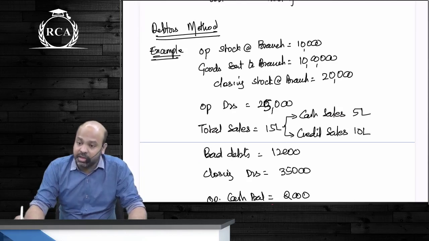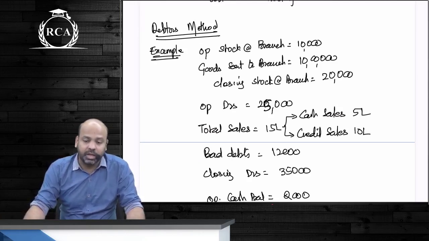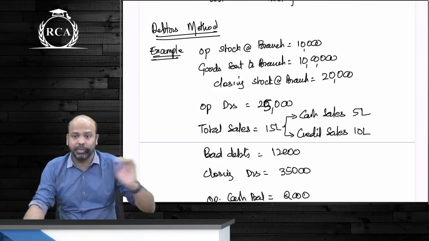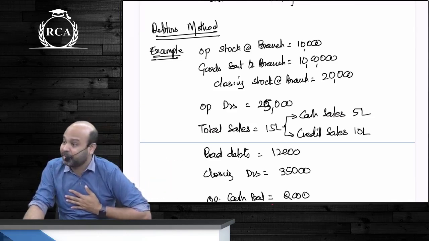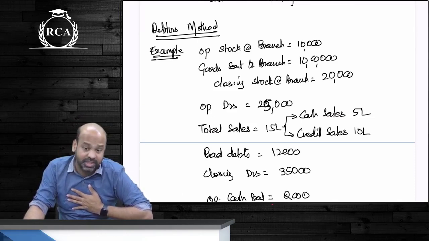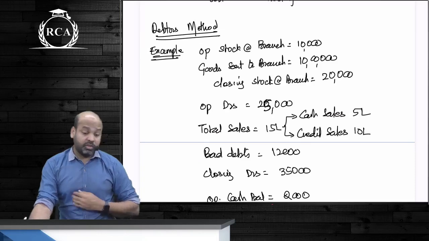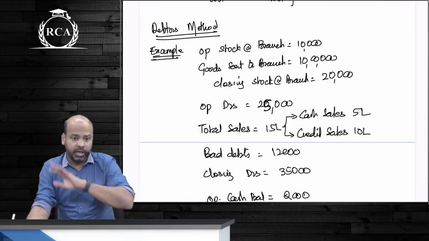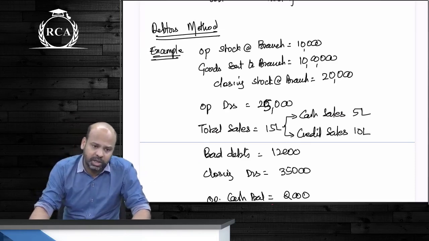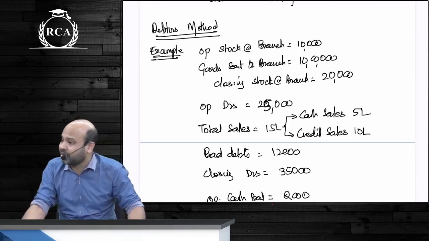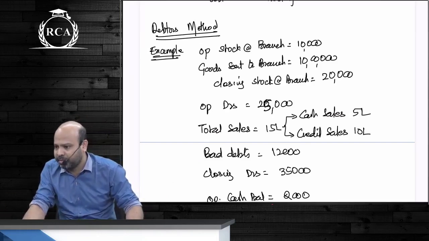Any transaction that does not relate to head office and is occurring at the branch level will not appear anywhere in your branch account. For example, if there are sales at the branch level, they will not appear in your branch account. If there are purchases made by the branch directly, they will not come. If there's discount allowed, discount earned, bad debts, or expenses paid by the branch directly, nothing will appear in your branch account. The only things that you record are the transactions between head office and branch.